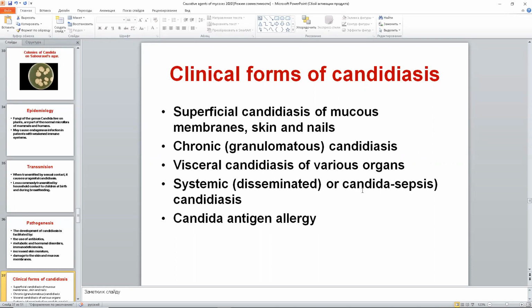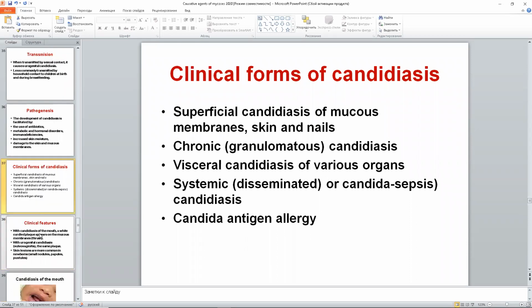You know what it means, sepsis? Sepsis means multiplication of microbes in blood. Very often we are talking about sepsis caused by bacteria, but in this case we are talking about multiplication of Candida in the blood, Candida sepsis. And Candida antigen allergic reactions develop to substances of Candida.